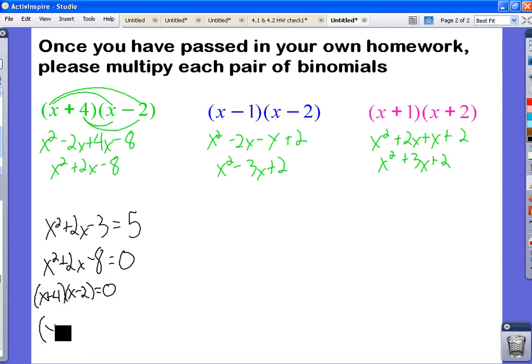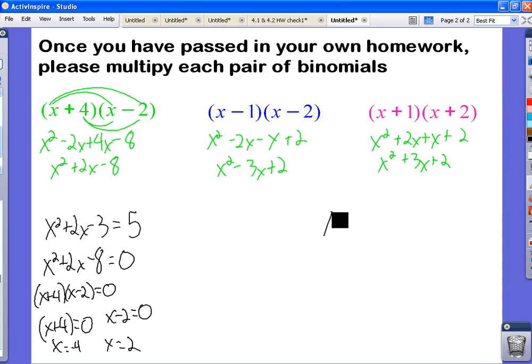Either this is 0, or this other guy is 0. So either x is negative 4, or x is 2. This is what we call the zero product property. If you multiply two numbers together, or three numbers together, or four numbers together, and you get 0, then one of those numbers you multiplied by had to be 0.